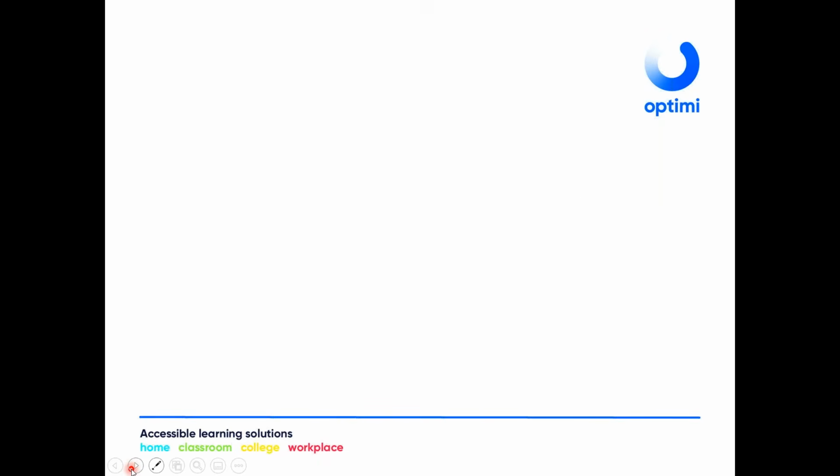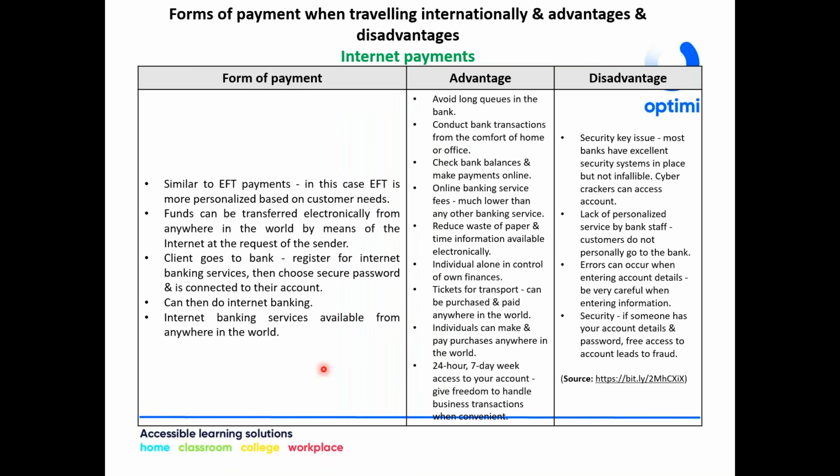Good. The next form of payment that we're going to look at is internet payments. It is very similar to your EFT payments. In this case, EFT is more personalized based on customers' needs. Funds can be transferred electronically from anywhere in the world by means of the internet at the request of the sender.